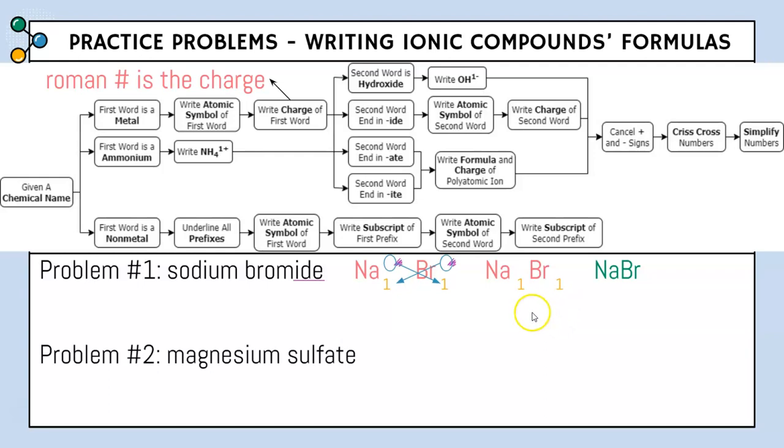So moving on to problem number 2, we have magnesium sulfate. Looking at our first element, magnesium is a metal, so we're going to write the atomic symbol, which is Mg.